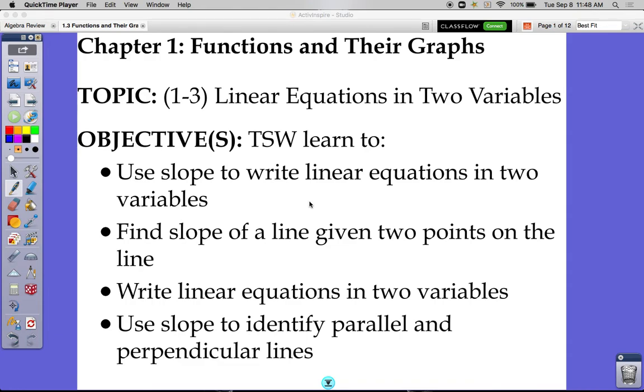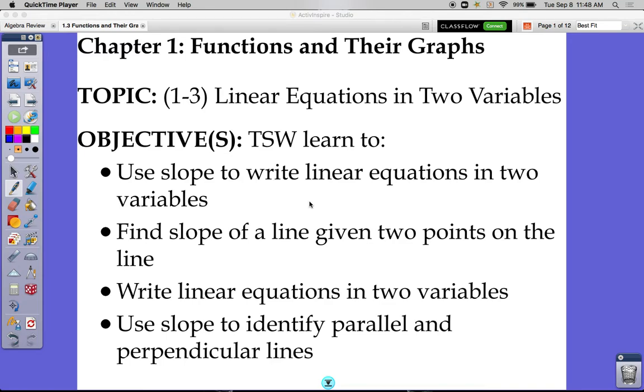Alright guys, so this starts our first unit, chapter 1, where we're talking about functions and their graphs. The first topic is out of lesson 1-3 in your textbook. It is called linear equations in two variables. A lot of this is going to look like a review to you.